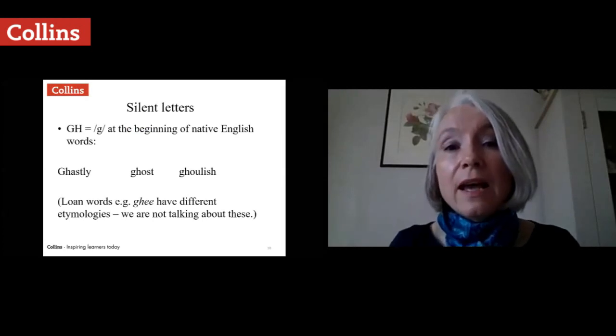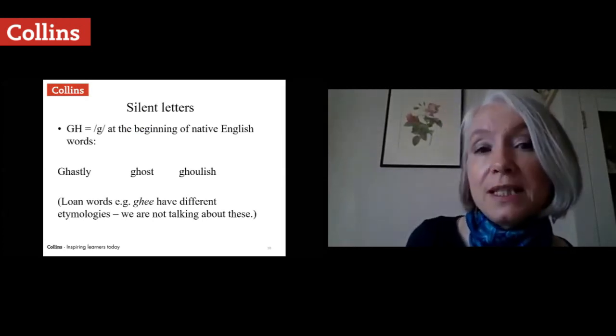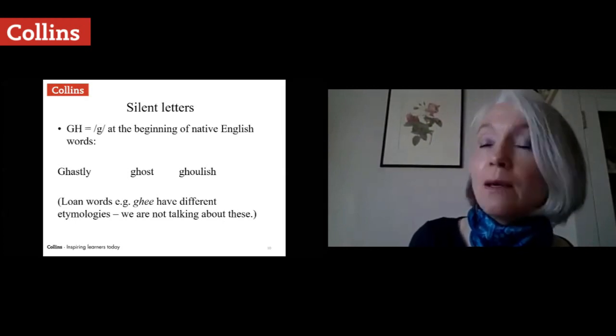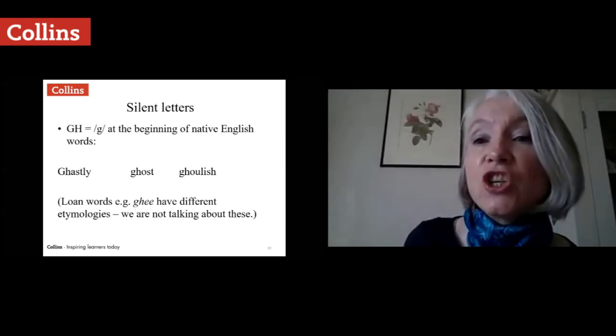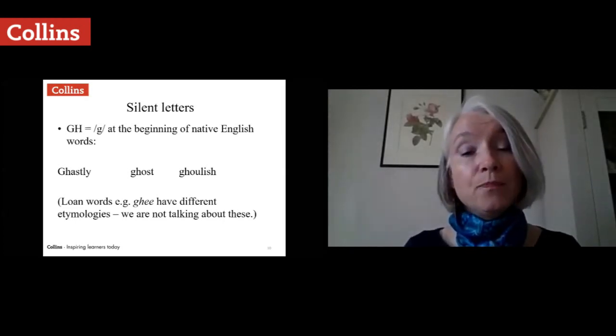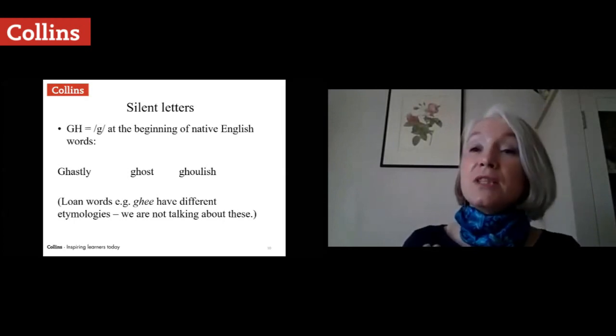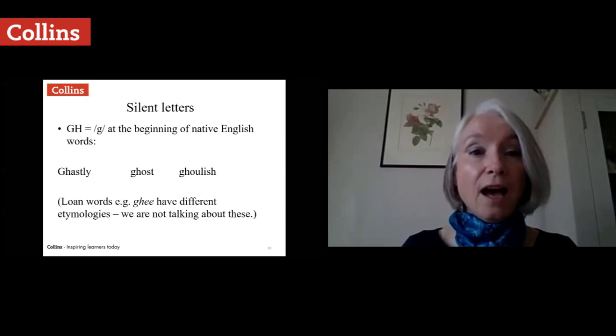Just a little aside on silent letters at the beginning of words again, on GH, because this is something that I've been asked about in the past in India. GH at the end of words either became completely silent, as in though, or it became the sound f under the influence of Old Norse, as in rough and enough.